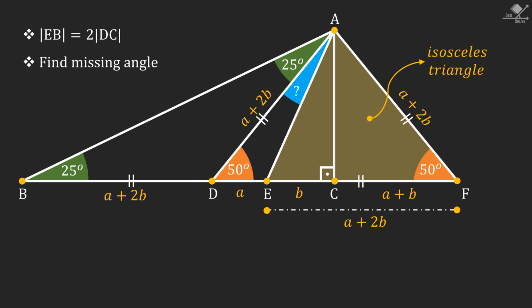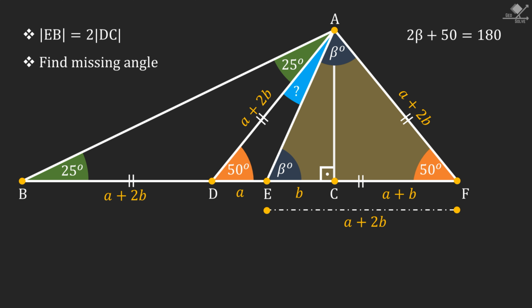Therefore, we should have equal base angles and let's call them beta. From this triangle, we can write 2 beta plus 50 equals 180. Subtracting 50 from both sides, we will have 2 beta equals 130. And dividing both sides by 2 will give us 65 degrees for beta.